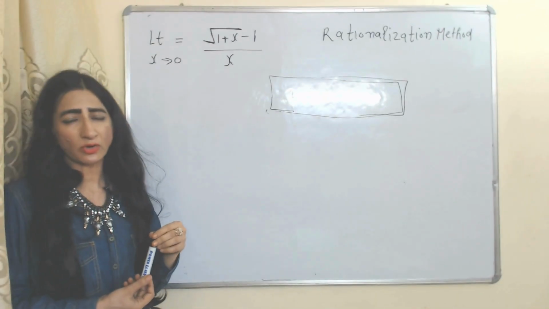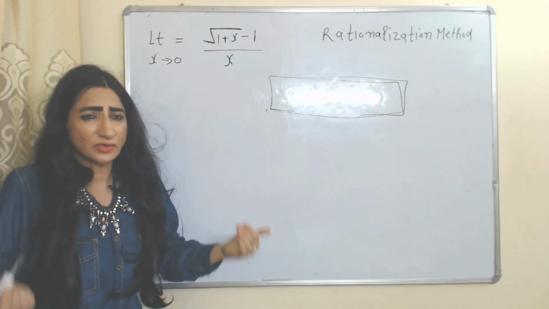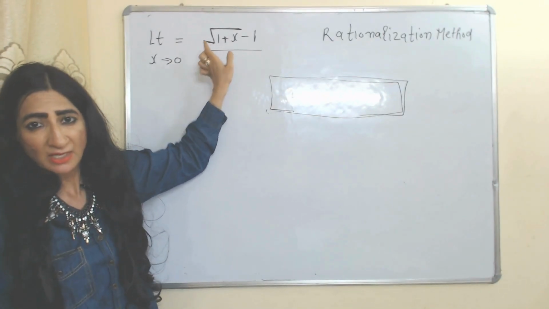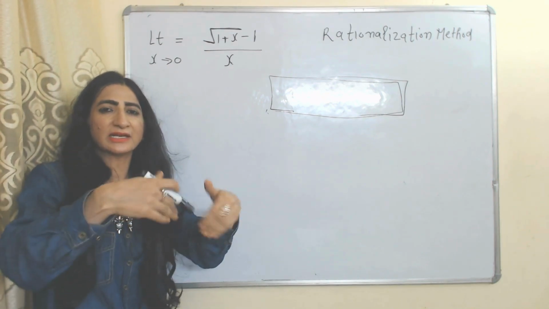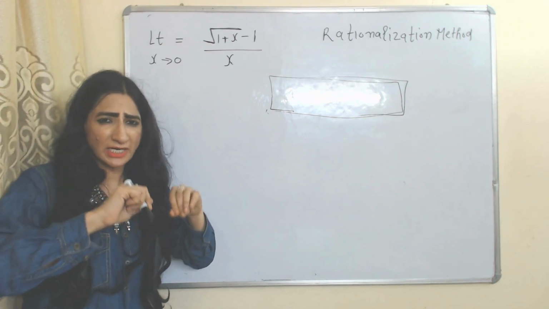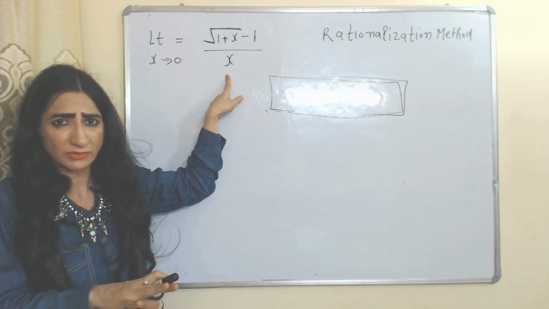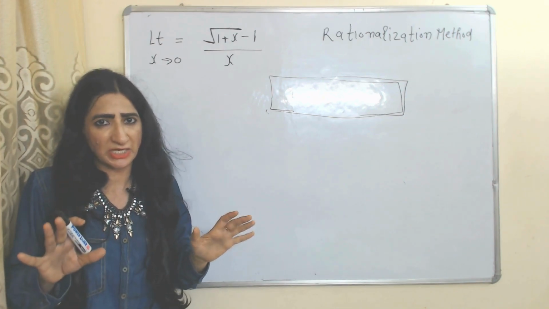Now we are going to talk about rationalization method. Rationalization method we mainly use in case of root because we can't do factorization. So here x approaches 0. First of all we will try direct substitution method. If we directly put 0 in place of x, denominator will become equal to 0 and our function is undefined. So now we will apply rationalization method.